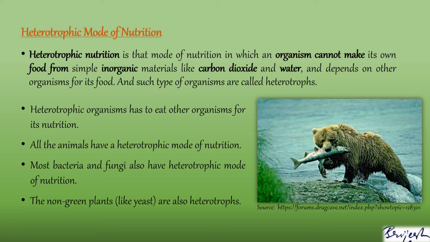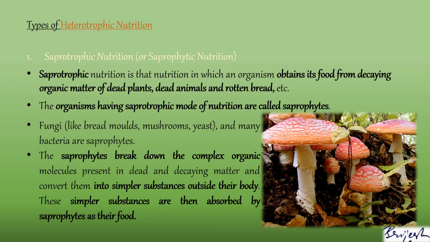So those organisms which cannot make their own food from carbon dioxide and water and depend on other organisms for their food are called heterotrophs. The non-green plants like yeast are also heterotrophs. The heterotrophic mode of nutrition is of three types. First is saprotrophic nutrition. Second is parasitic nutrition. Third is holozoic nutrition. We'll see them one by one.